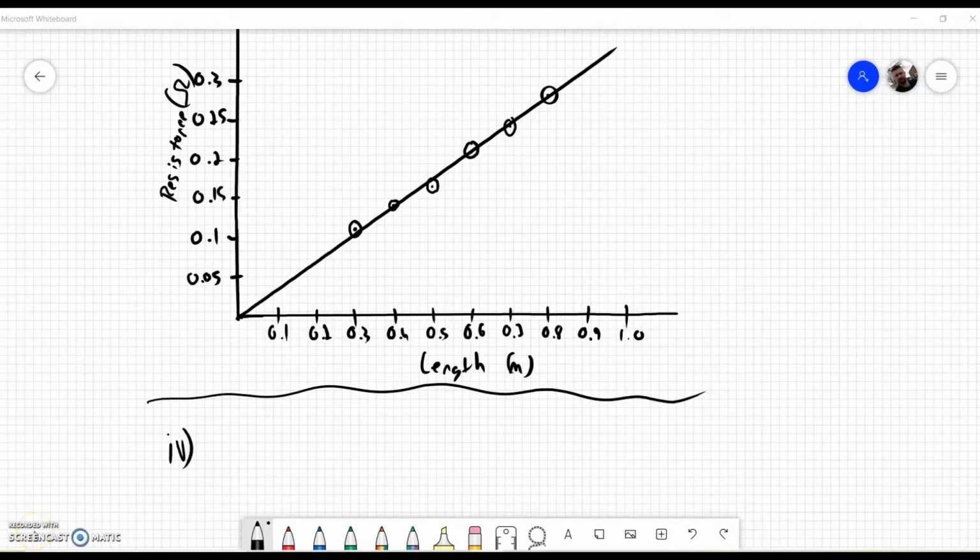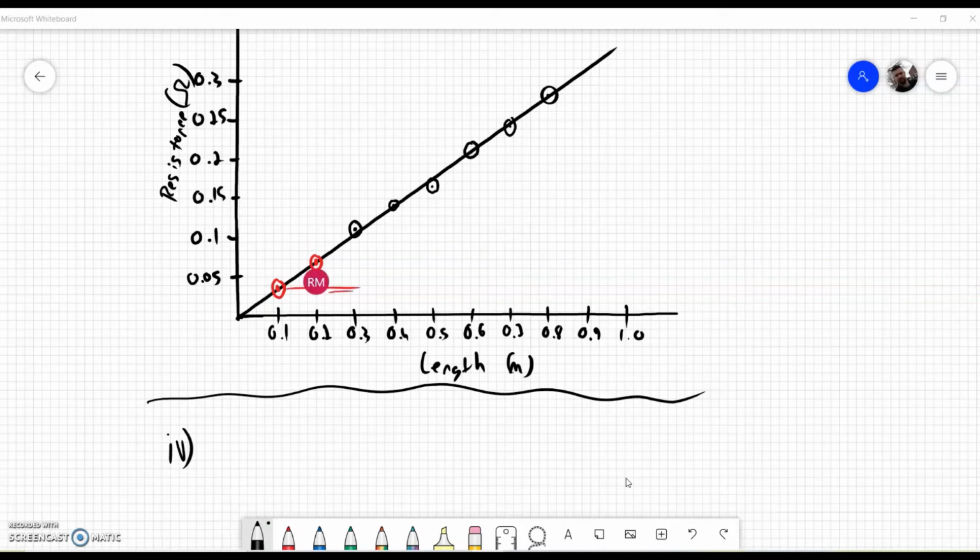Okay, folks, so the next question asks us to find the slope of the line that we drew on the graph. So what we need to do is pick 2 points from the line. What I like to do is pick 2 points that are on the line but did not come from any of the data points. So these are the points I'm going to use here.